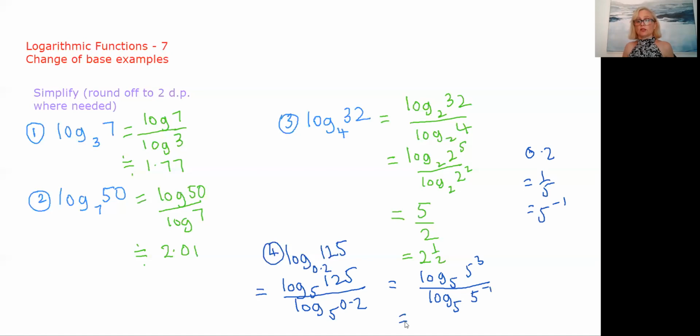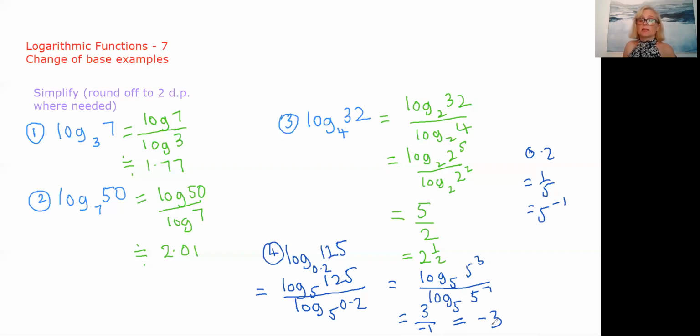So in our numerator, what do we raise 5 to give us 5 cubed? Well, clearly it's a 3. What do we raise 5 to give us a 5 to the negative 1? Clearly it's negative 1. 3 divided by negative 1 is negative 3.